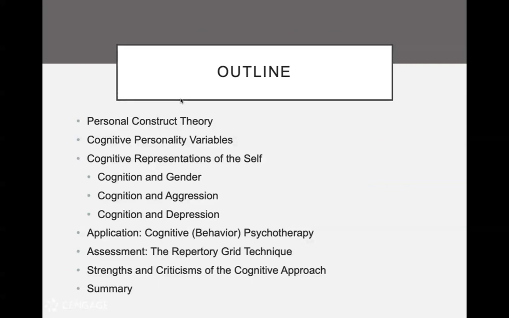So the outline for today's presentation is we'll be looking at what personal construct theory is, the cognitive personality variables, cognitive representations of the self, where we will talk about cognition and gender, cognition and aggression, cognition and depression, followed by the application and assessment of these theories in the real world. And we will end the presentation with the strengths and criticisms of the cognitive approach.